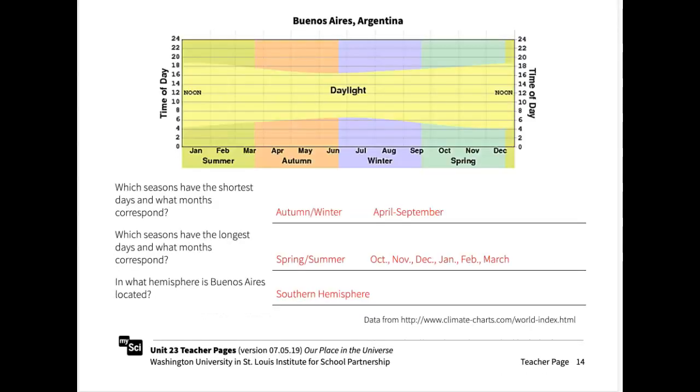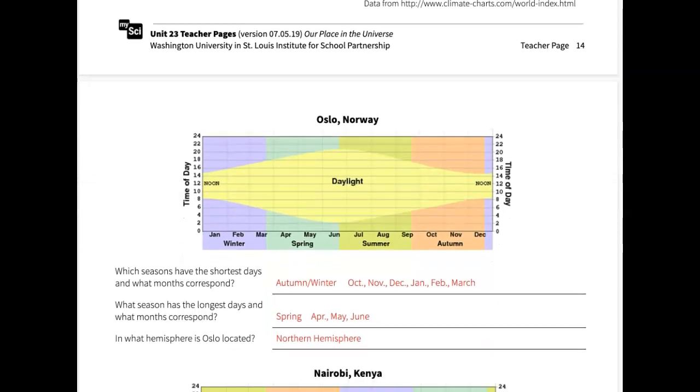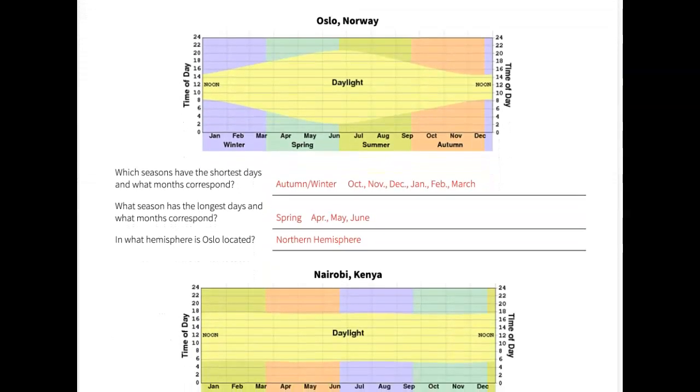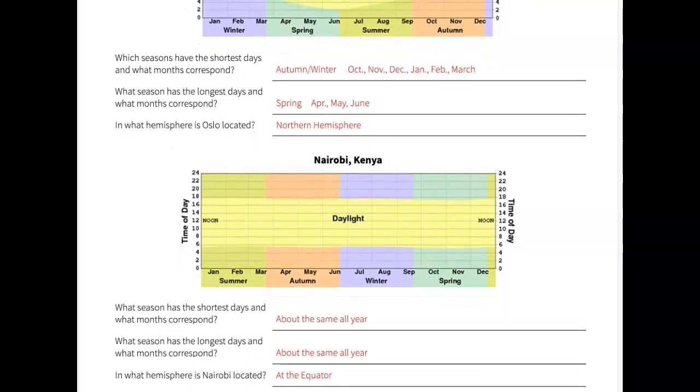Students should recognize that there are more hours of daylight during the spring and summer months and fewer hours of daylight during the autumn and winter months, unless you are in close proximity to the equator. In that case, daylight hours remain roughly equal throughout the year. Additionally, locations in the northern and southern hemisphere experience their longest and shortest days at opposite times of the year.